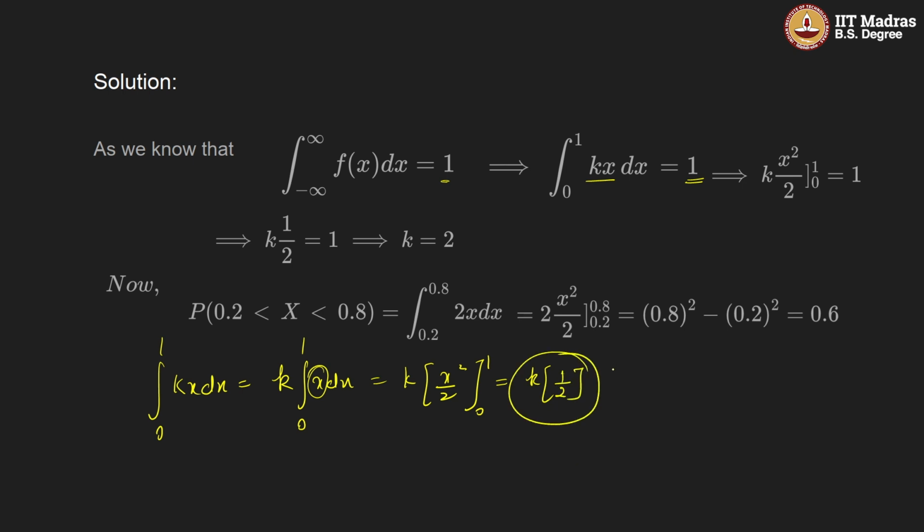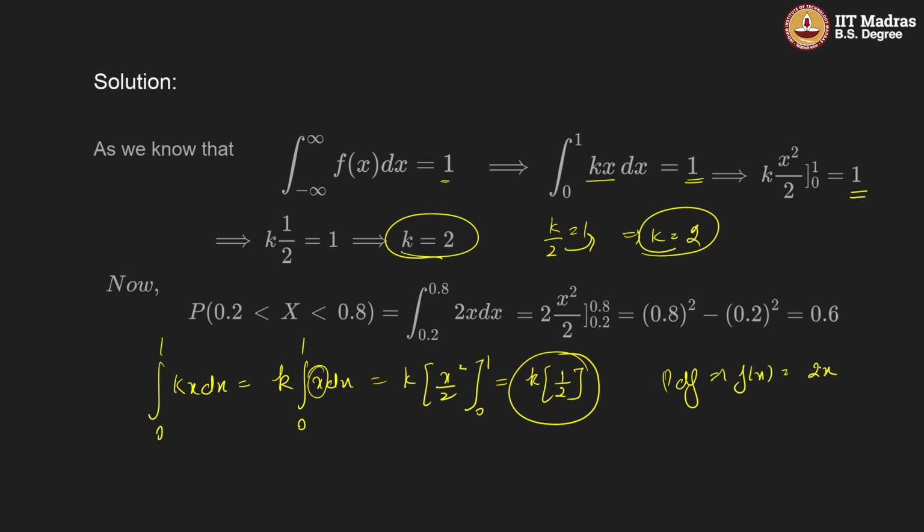Now this is equal to 1, right? So k will be equal to 2, because k by 2 is 1, so multiplying across, k will be equal to 2. Fine. Now we have the value of k. Now we have the PDF, that is f(x) is equal to 2x, right?